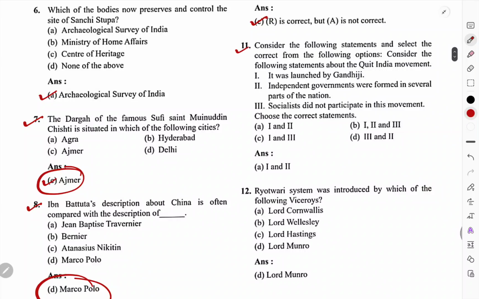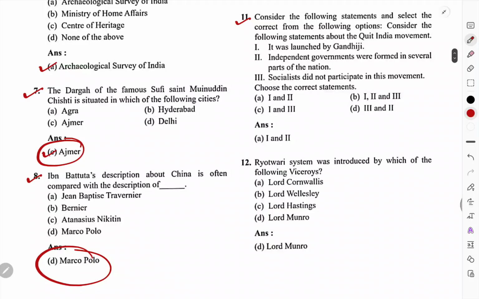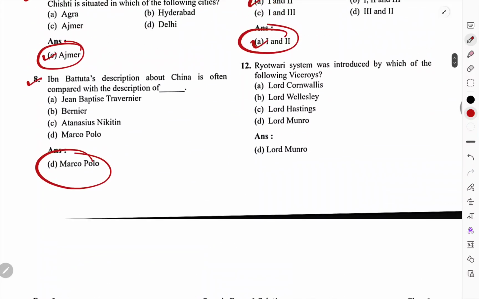Question number 11. Consider the following statements and select the correct option. Consider the following statements about the Quit India movement. It was launched by Gandhiji, which is absolutely correct. Independent governments were formed in several parts of the nation. This is also correct. So the first and second are correct, which means A is correct here. Moving ahead, question number 12. The Ryotwari system was introduced by which of the following viceroys? Lord Munro.